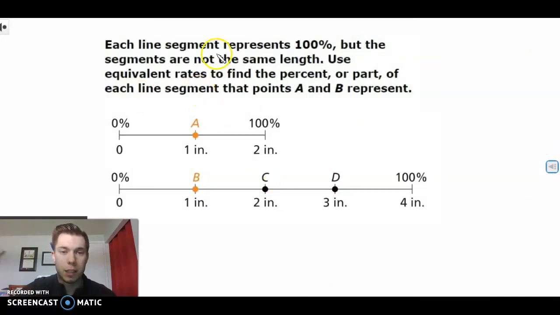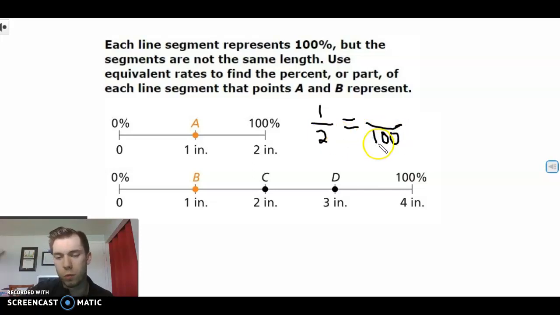So we have each line segment that represents 100%, but the line segments are not the same length. So we have one where the whole, 100%, is 2, and another where the whole, 100%, is 4. To go with this, we want to figure out what percent is 1 inch in both of these. So this first one, we're going to write the part, which in this case is 1, as our numerator, and the whole, which is 2, because the whole is the 100%, in this case is 2. And we want to make that equivalent, or out of 100 again.